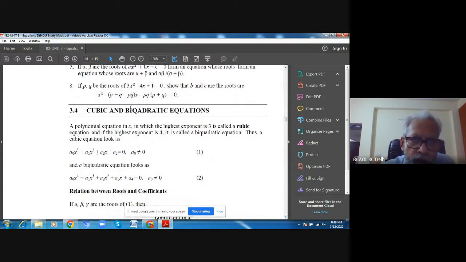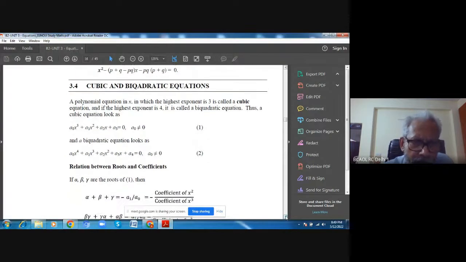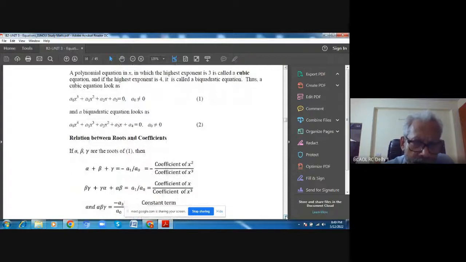Now cubic and biquadratic equations. This syllabus is here, but this type of question is very rarely asked because it is a little bit lengthy. It means algebraic formation is there, so roots are coming in the form of cube formations.